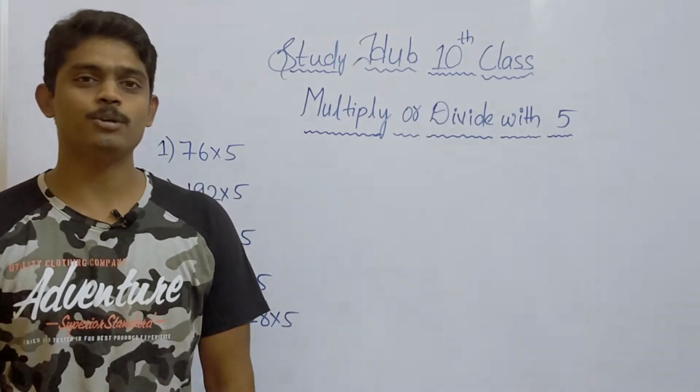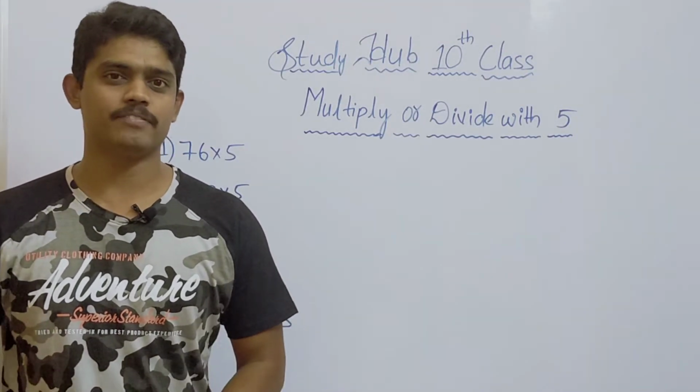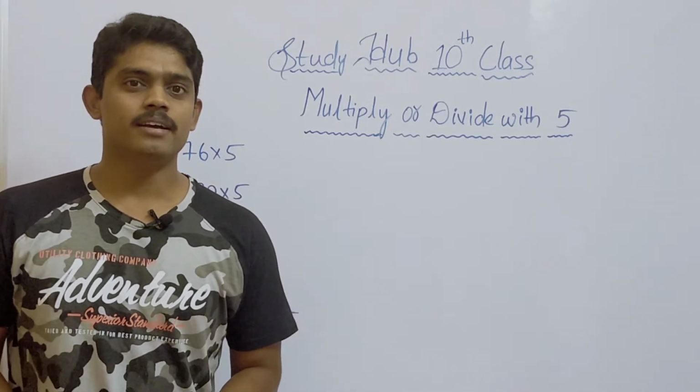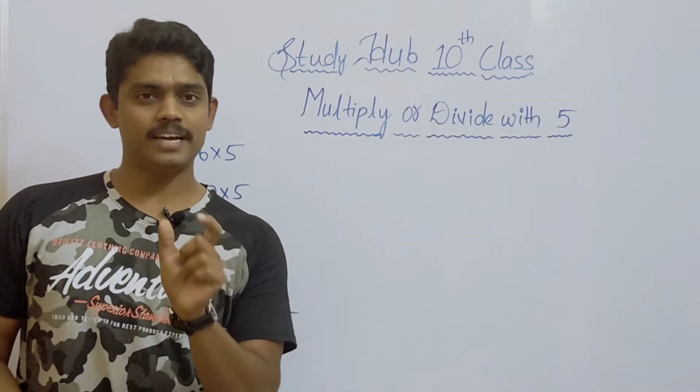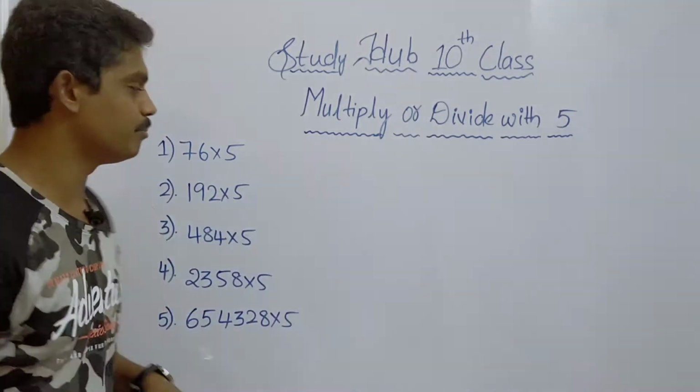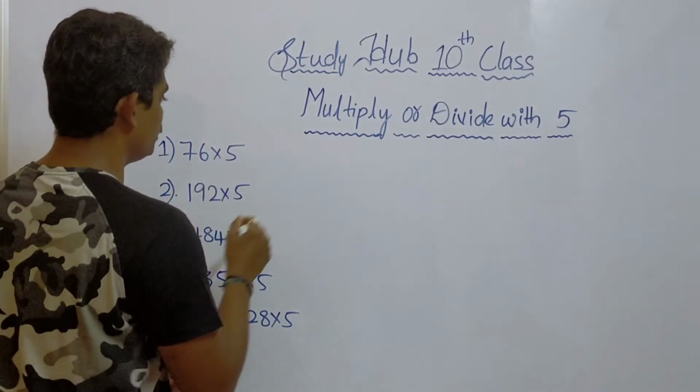Today let us learn how to multiply and divide any given number with 5 within few seconds. To multiply any number with 5, we need to divide the given number by 2 and put a 0 in the end. Let us check with the example: 76 into 5.